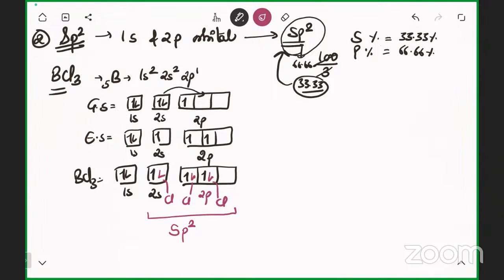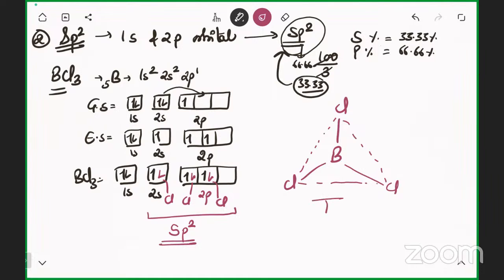1s and 2p orbitals undergo hybridization to form sp2 hybridized orbitals. So the hybridization here is known as what? sp2 hybridization. If I talk about the shape, boron, chlorine, chlorine, chlorine, just join this. Trigonal planar. That is very good. Trigonal planar, and the bond angle is 120 degrees. Okay. Any doubt?